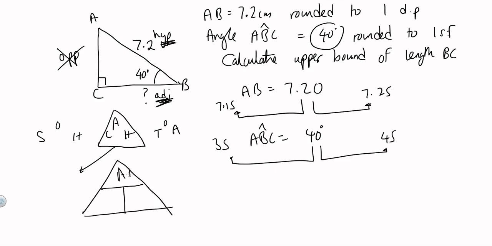So I've got adjacent, I've got hypotenuse, and I'm going to have cos some angle. Right, I'm not going to put 40 there. I need to substitute the numbers. Remember, I'm trying to find the upper bound of length BC. So the calculation that I'm going to do to find adjacent is cos x multiplied by hypotenuse.